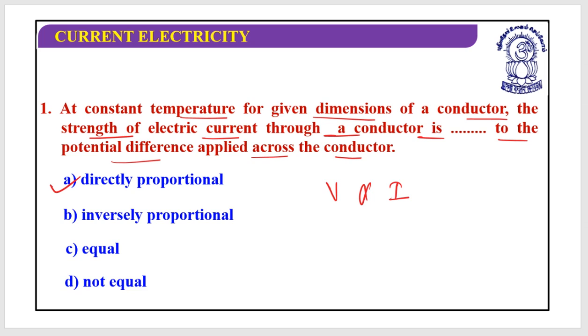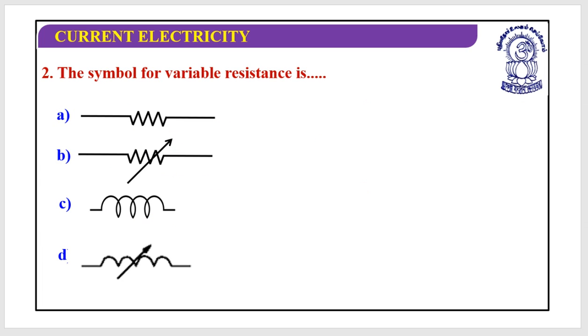Great. Next, the symbol of variable resistance. Yes, this is the symbol of variable resistance. What is this? This is simply the resistance, a fixed resistance. We say this is the fixed resistance and this is the variable resistance. What is this? Do you know this? Yes, it's an inductor. This is the symbol of an inductor. I hope these things are clear. Any doubts? Okay.